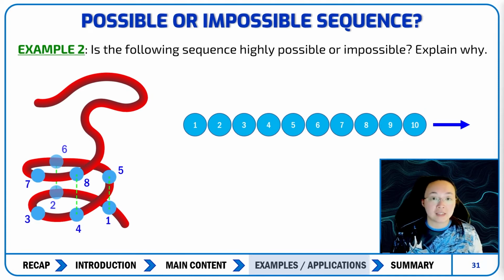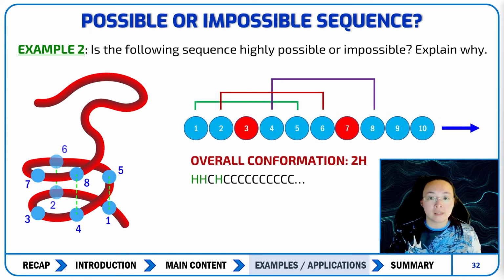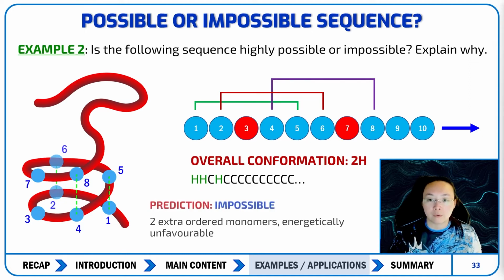Now let's take a look at a second example. Looking at the diagram, we now have 3 hydrogen bonds: 1 to 5, 2 to 6, and 4 to 8. So is this sequence likely? We first draw our lines to say 1 is hydrogen bonded to 5, 2 to 6, and 4 to 8. Once again, 3 and 7 are supposed to be free monomers and free to rotate, but they're in such a rigid form that they cannot do so. Therefore, this conformation is highly improbable because there are now 2 extra ordered monomers causing an energetically unfavorable event to take place. So this sequence is also impossible.